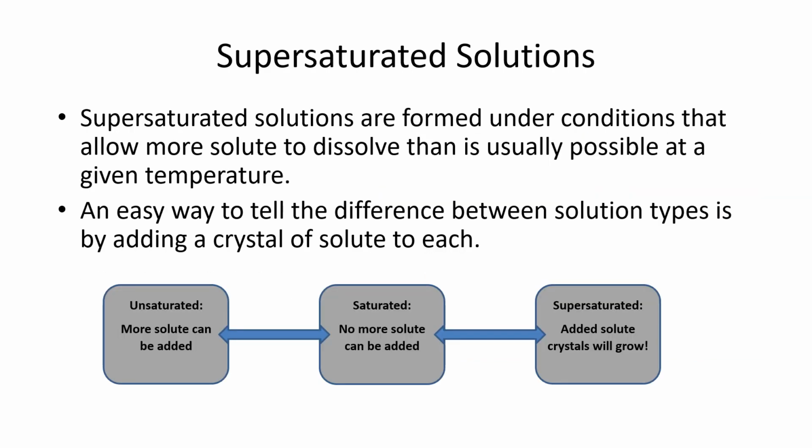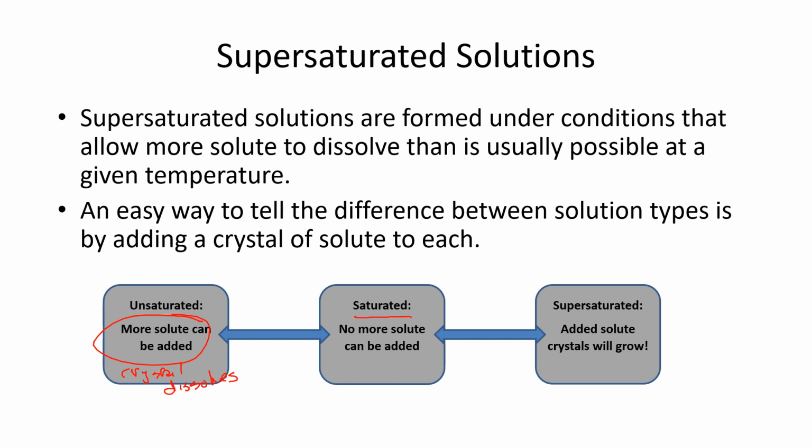There are a couple of neat conditions where you can get supersaturated solutions. And so what that means is that there's more than should be able to dissolve at a given temperature. And we'll get to how that's possible in a second. But you can always tell the difference between the three types of solutions if you just add a crystal of solute to each. So if you add a crystal and the solution is unsaturated, well, then it'll just dissolve, right? So the crystal dissolves because there's more space for solute to dissolve in that solution.